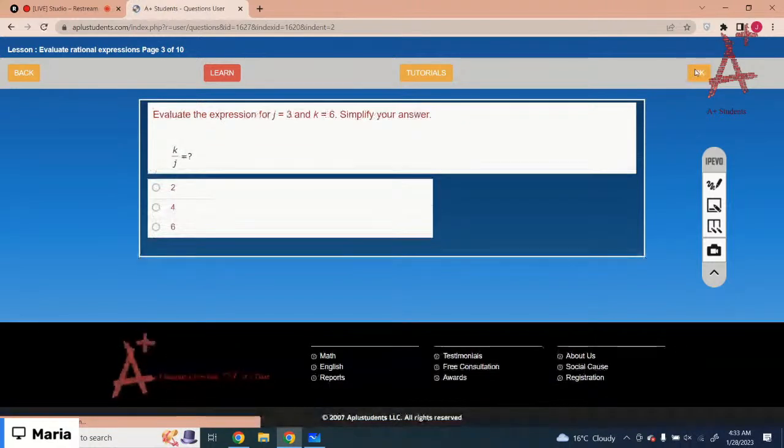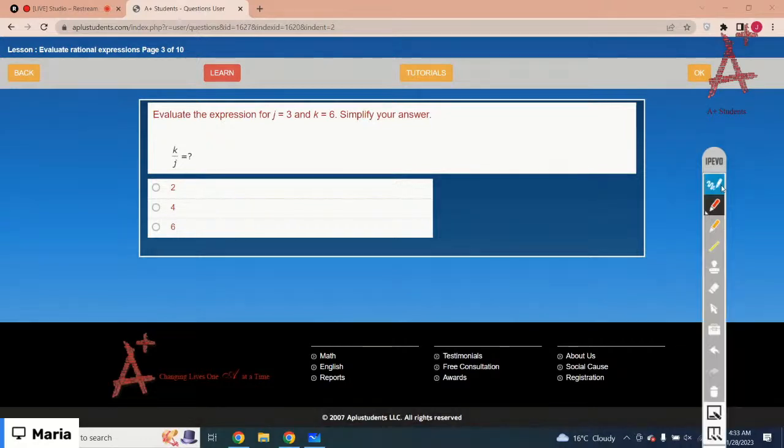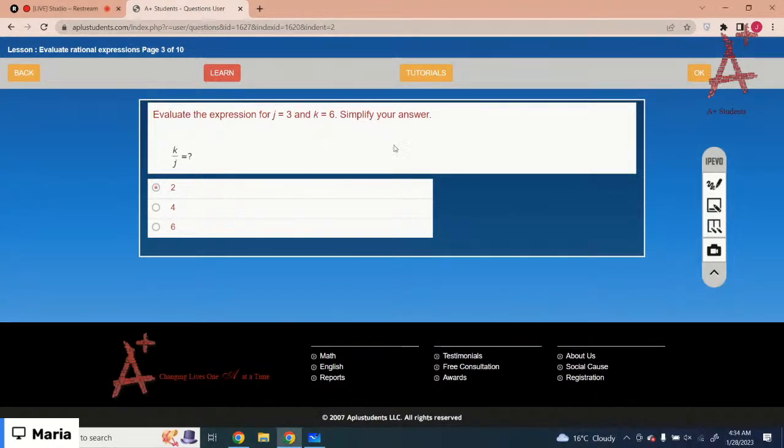The next one is evaluate the expression for j equals 3 and k equals 6. So just simply replace the variables with the value. K is 6, so it would be 6 divided by 3. So 3 times what number is 6? 3 times 2 is 6. So the correct option is 2. So just select the correct option and click on the OK button.